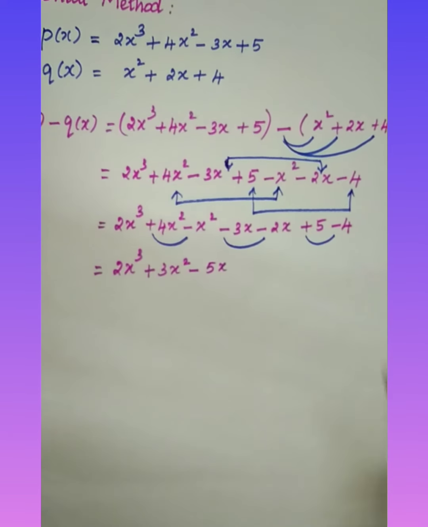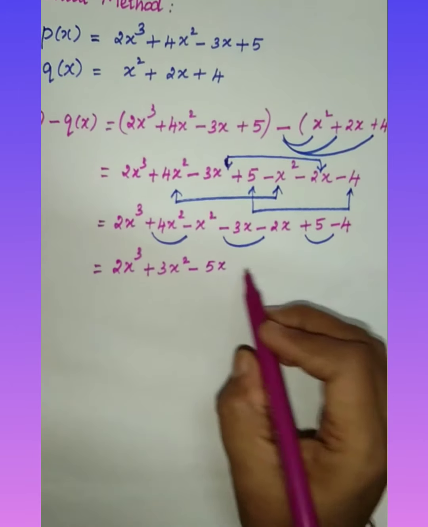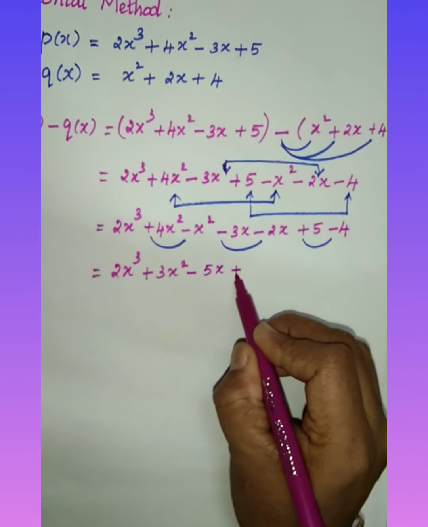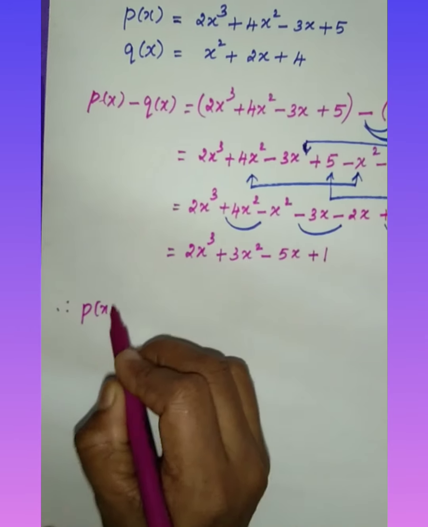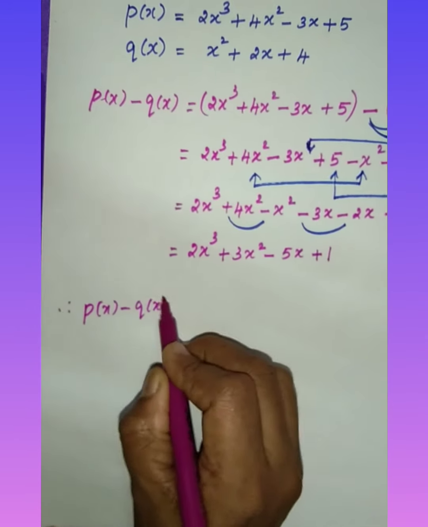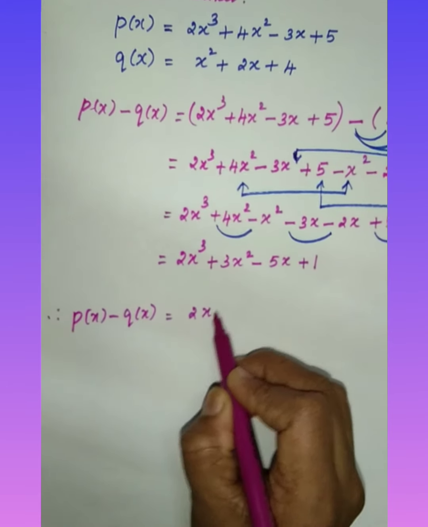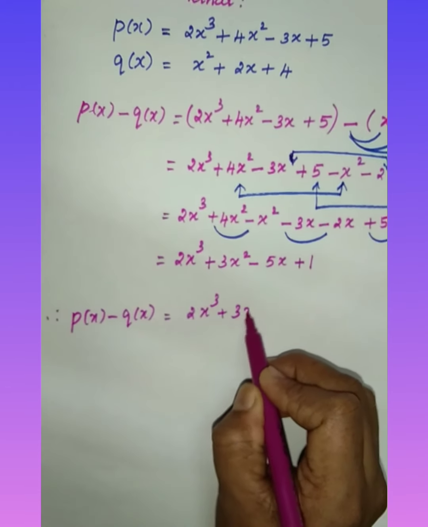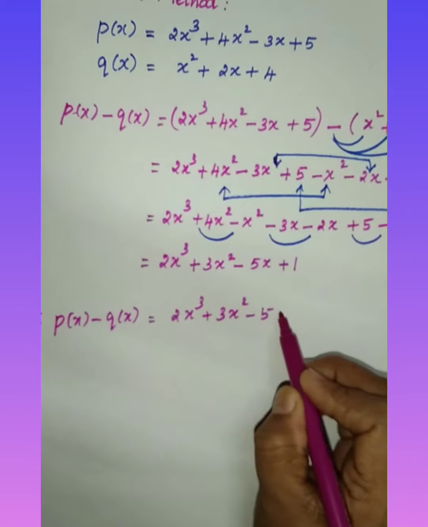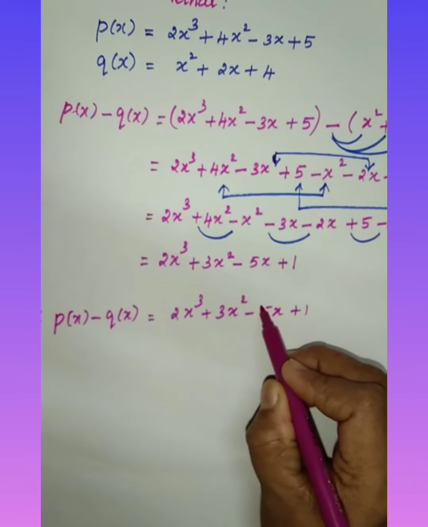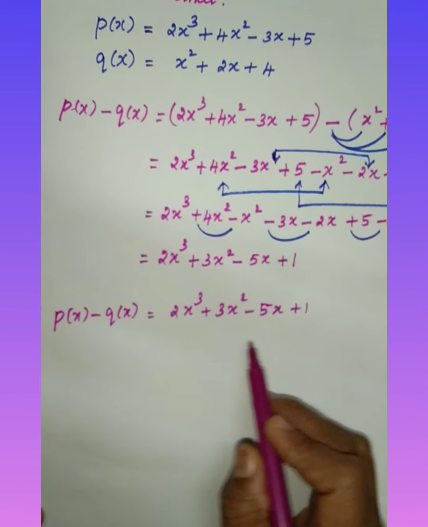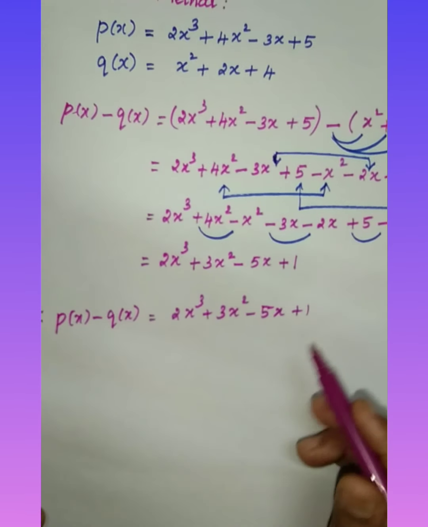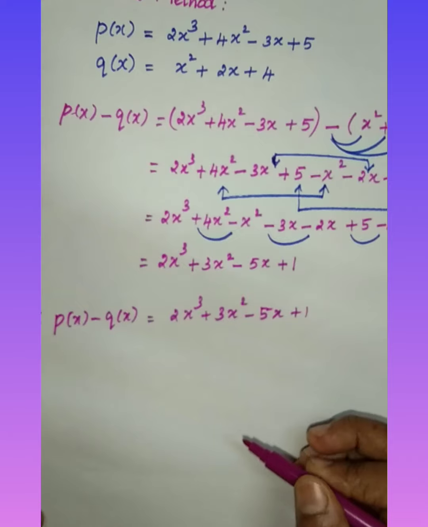These two are different sign, so we can subtract and write the greater sign. 5 minus 4 is plus 1. Therefore, P of x minus Q of x equals 2x power 3 plus 3x square minus 5x plus 1. In the horizontal method and vertical method, we have got the same answer. Two methods I have taught, whichever is easy for you, that method you can follow.